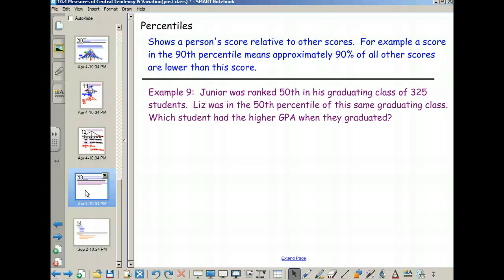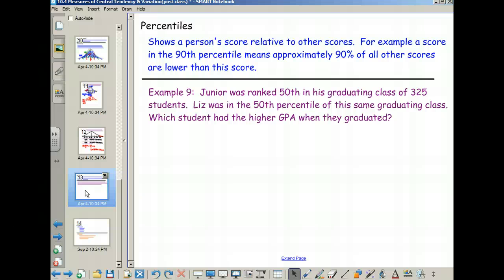So this is actually talking about a score. Junior is ranked 50th in his graduating class of 325. Jill was in the 50th percentile of the same graduating class. Which student had a higher GPA when they graduated?